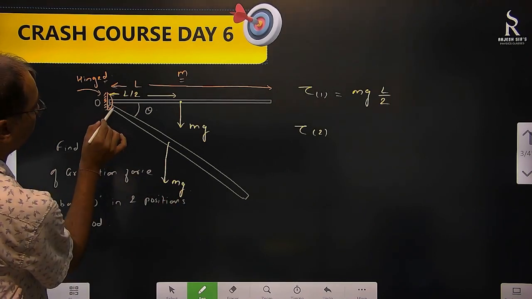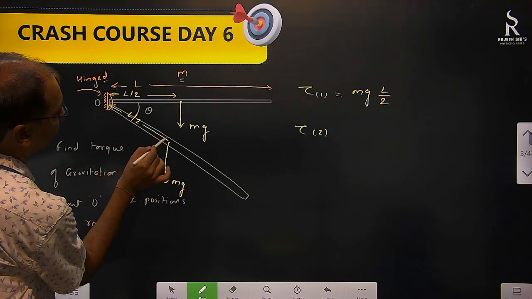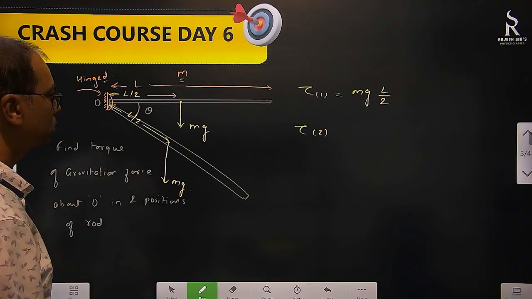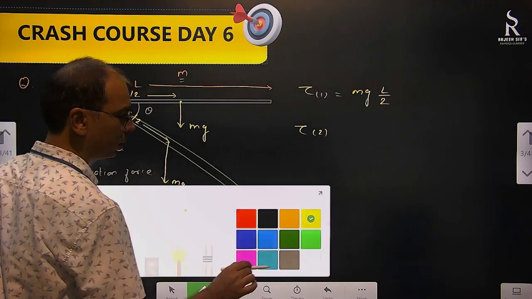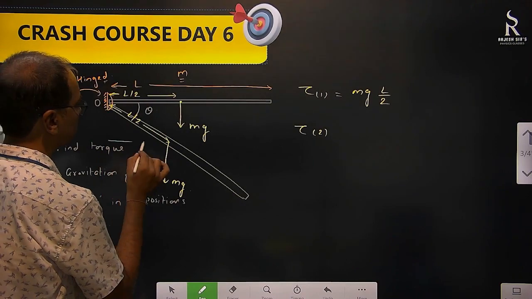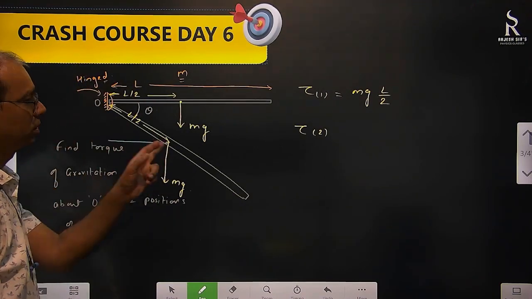Okay, this is L by 2. Now the question is, is this L by 2 perpendicular to mg? Answer is no. Then what is perpendicular? Perpendicular is this. This distance is perpendicular. So I require this, not this.